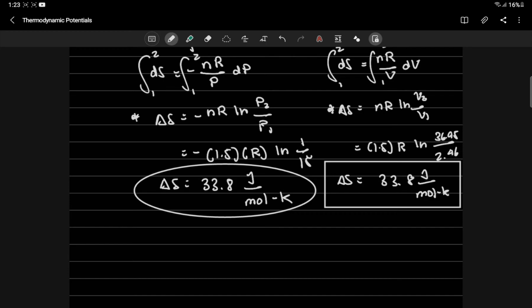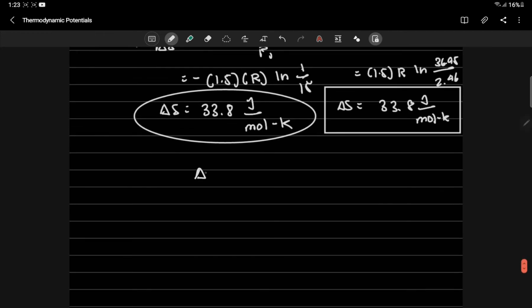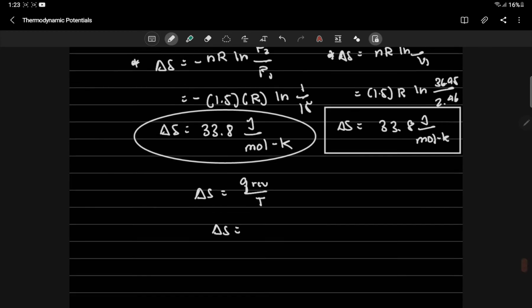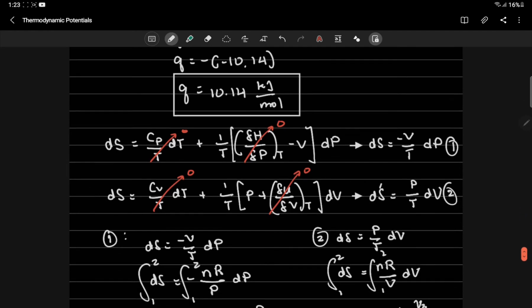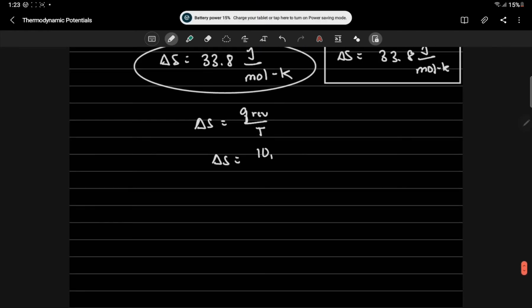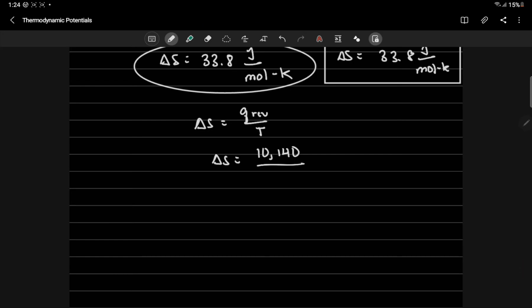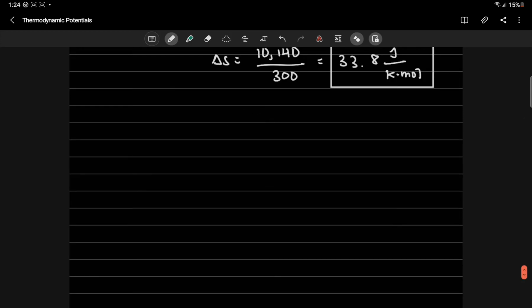However, ang pinakamadaling paraan para i-solve or i-calculate si entropy is yung basic equation niya, right? Which is Q over T. So what is Q over T? Q is, we have that, right? Yung sagot kanina na 10.14. So 10,140 divided by 300 Kelvin yung ating temperature. So ang lalabas dito is the same, 33.8 joules per Kelvin mole. Walang kahirap-hirap. So we're done with enthalpy, internal energy, Q, W, tsaka entropy.